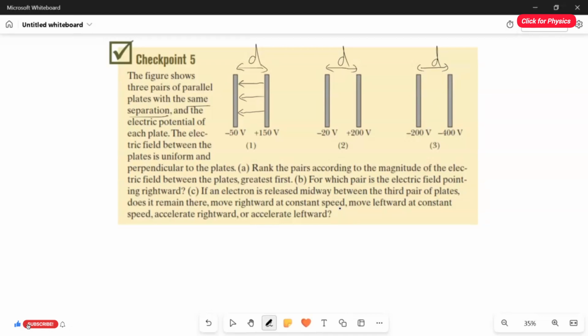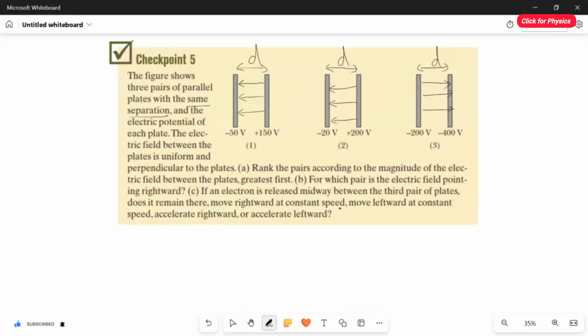Likewise, for the second one, 200 is the greatest value, so the field lines move from 200 volts to minus 20 volts. Then for the third, we have two plates with negative potentials: minus 200 volts and minus 400 volts. Which one is greater? Minus 200 is the greatest, right? So the electric field lines move from minus 200 volts to minus 400 volts. Clear? This is the higher potential, this is the lower potential. So now we have to answer the questions one by one.